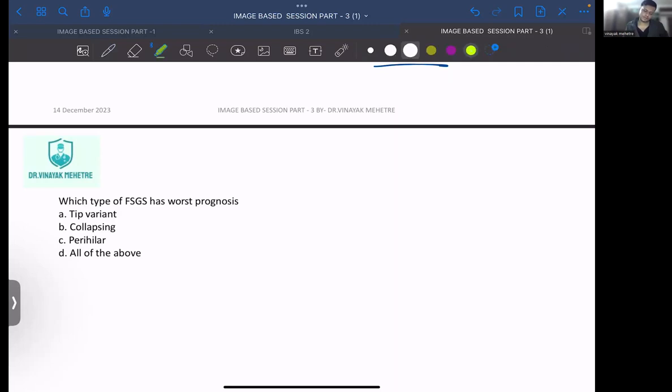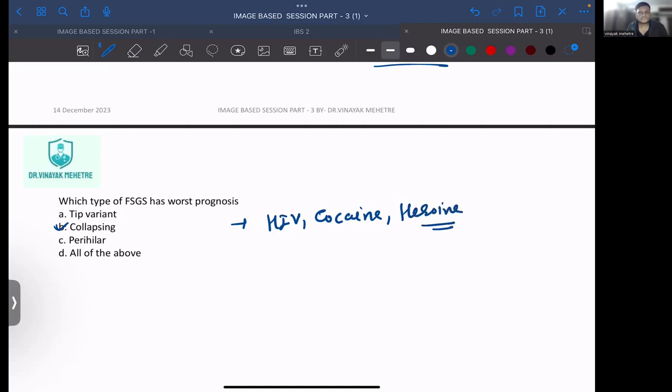Focal segmental glomerulosclerosis. Which type has the worst prognosis? The answer is going to be collapsing. Where is collapsing seen? It is going to be seen in HIV, right? Cocaine abuser, right? And heroin. What will be found on electron microscope? The name itself speaks actually.